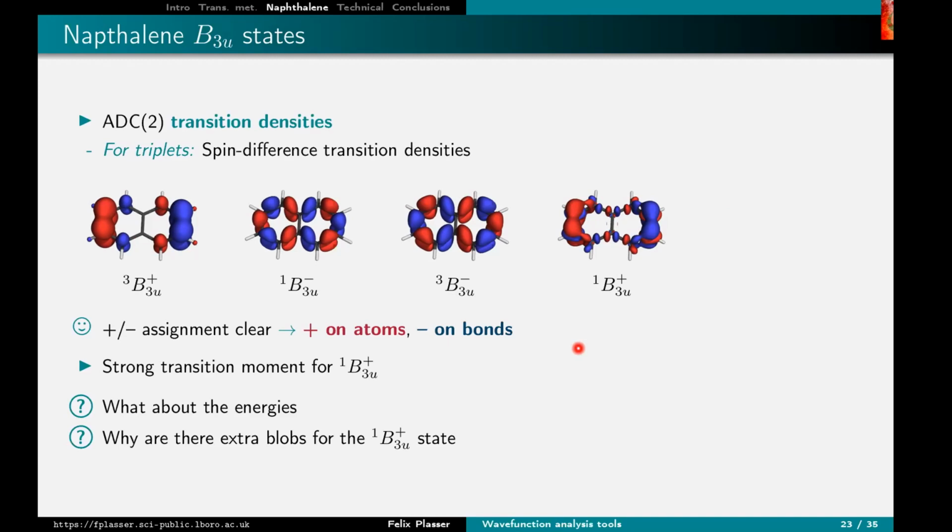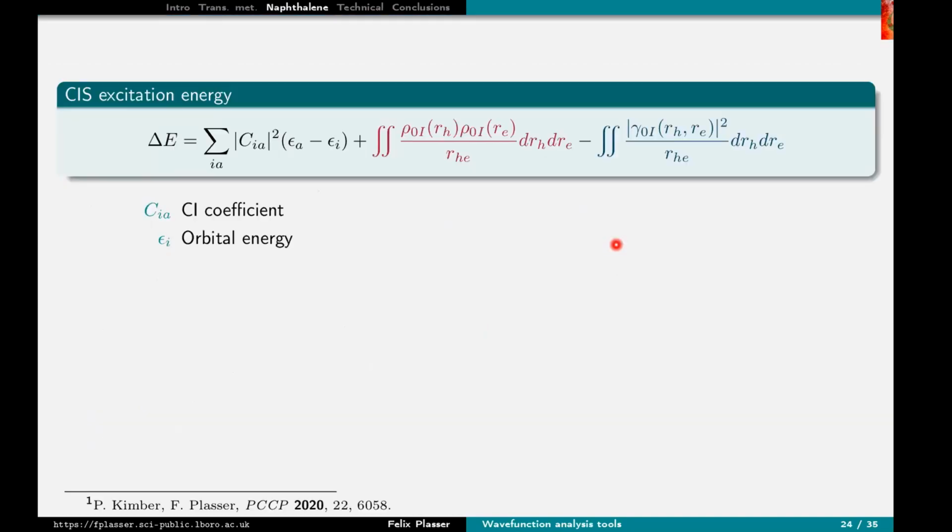But then we can think about the energies. And when you look at this, the question is, do the singlet and triplet transition densities look almost the same for the minus states, but the plus transition densities don't look almost the same because you have all these extra sigma blobs here? So that's one of the questions you may ask yourself if you find this. And to do this, we should look at the theory.